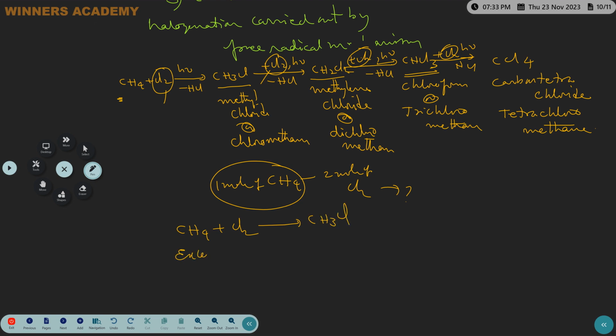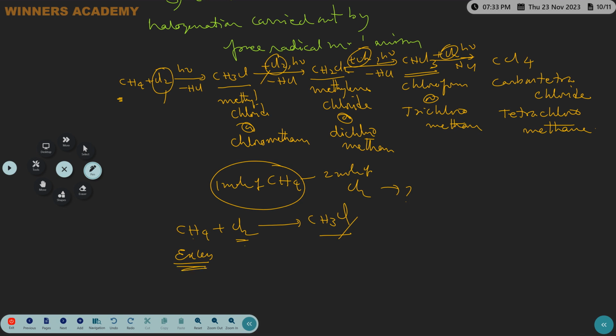If excess methane and less quantity of chlorine, the reaction stops here. If you need monochloromethane, methyl chloride, you should take more methane and less quantity of chlorine. If more quantity of chlorine is present, that again reacts with that product. So for the first step to stop at methyl chloride, you have to take excess of methane and less amount of chlorine.